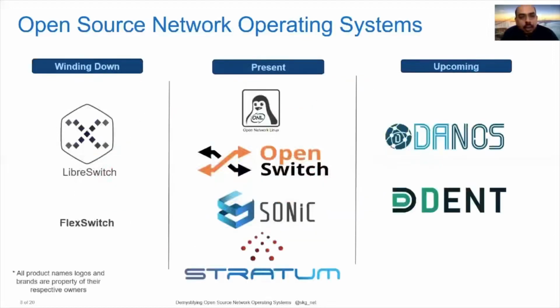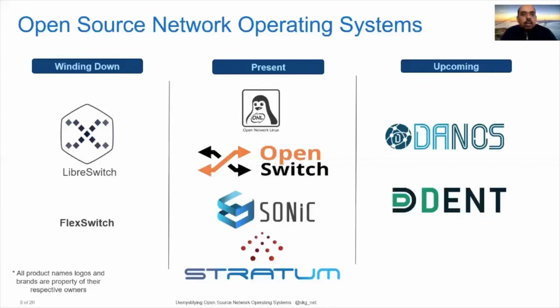This is a landscape of open source network operating systems. I tried to capture most of the operating systems here. On your left, what you see are the winding down operating systems. On the top, we have LibreSwitch by HP, a fork of the initial OpenSwitch project. On the bottom, we have FlexSwitch by SnapRoute. I'm sure that some forks of them are still being used in the industry today.